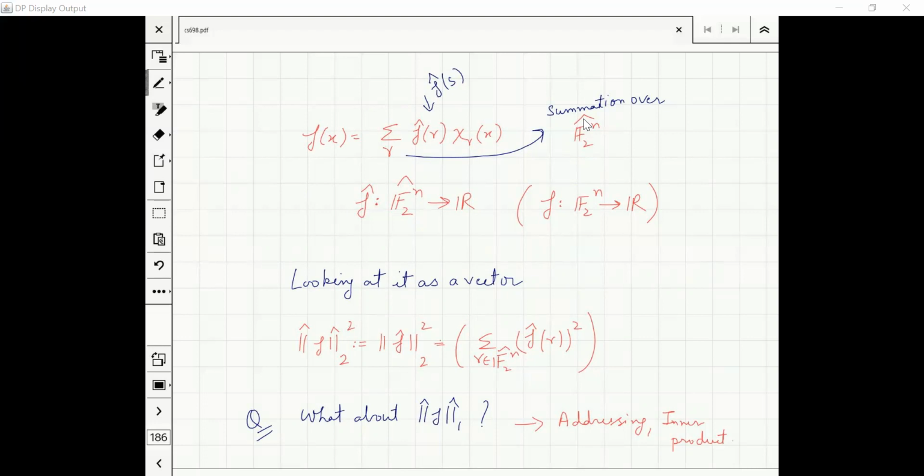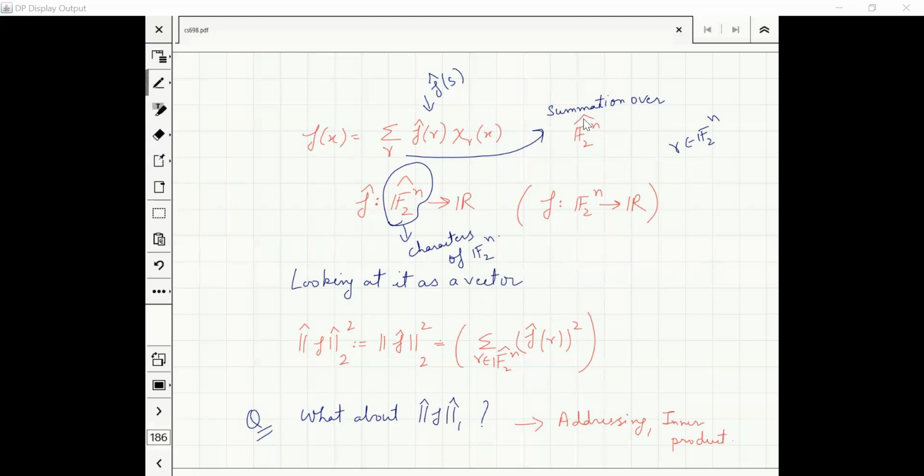And this f hat at gamma is the Fourier transform factor, right? The number of gammas, you can think of gamma to be F to the power n. But if you know about characters in group theory, the characters form an isomorphic group, and this is the set of characters of F to the power n. But if you don't know about characters, don't worry about it. You can take it to be F to the power n. That is fine.